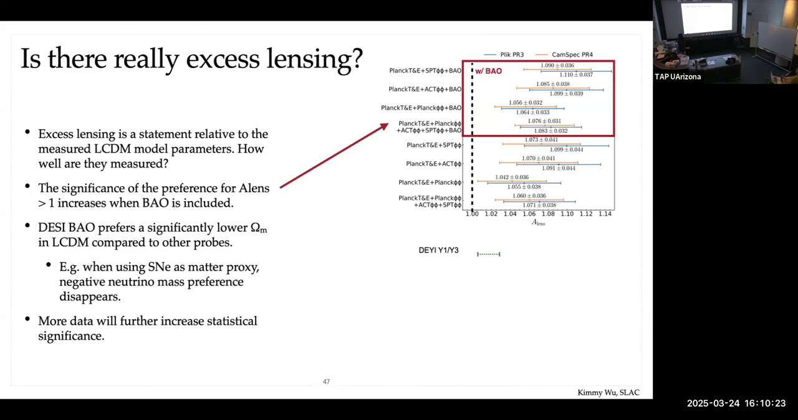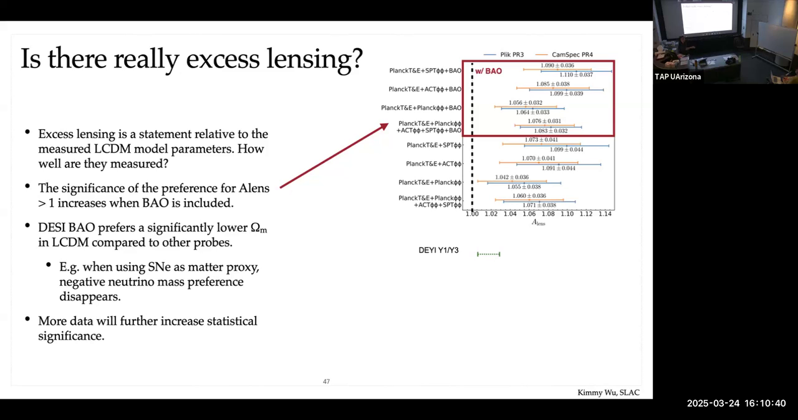So let's think about what that means. Excess lensing is a statement relative to the measured lambda CDM parameters. So how well is each of these parameters measured? In particular, if you look at this plot, this is a lens parameter.